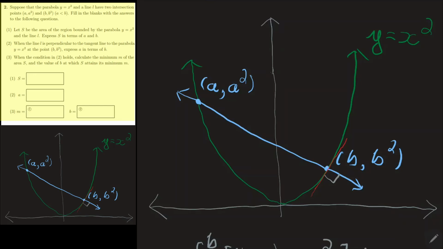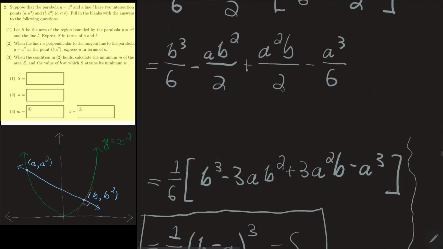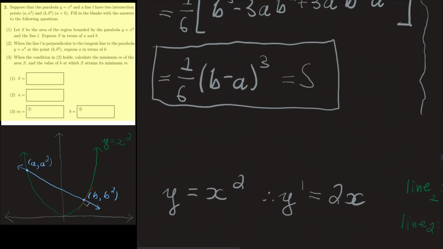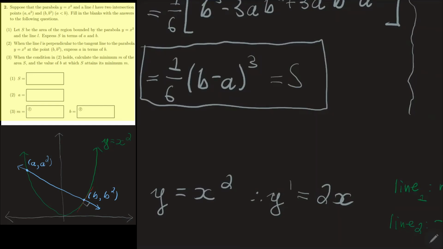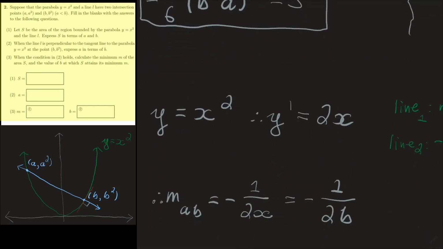So using a derivative, we can find the slope of the tangent line to our parabola, so the slope of the red line, which is 2x, right? If y equals x squared, then the derivative is 2x, which gives us the slope of the tangent line. And so that means that the slope of the line from a to b is the negative reciprocal, which is negative 1 over 2x. It's just a general rule that you definitely need to memorize if you haven't already, because it comes up a lot in these questions.